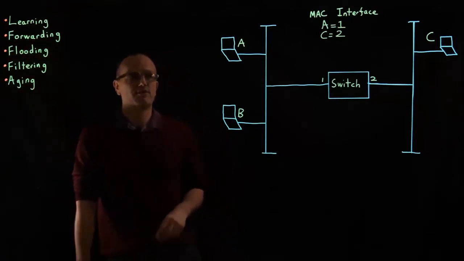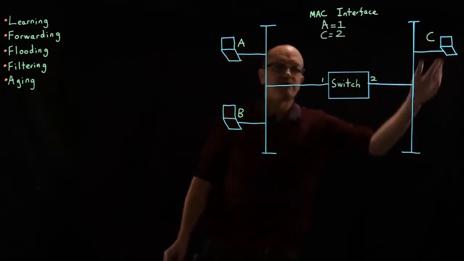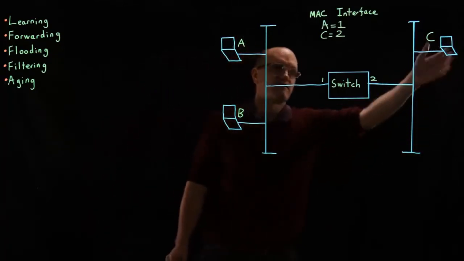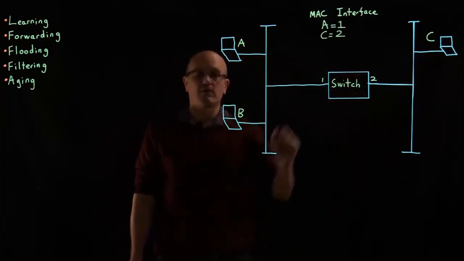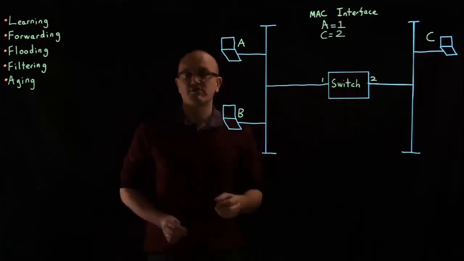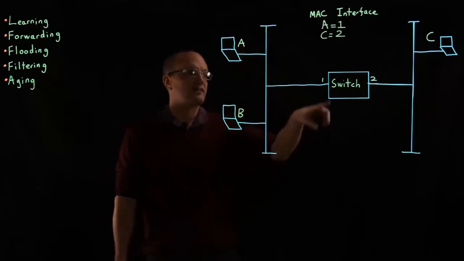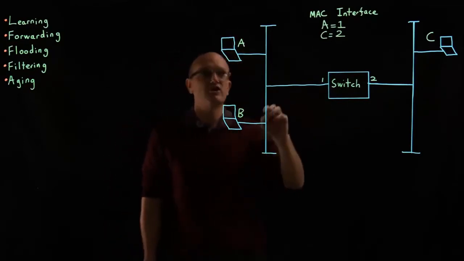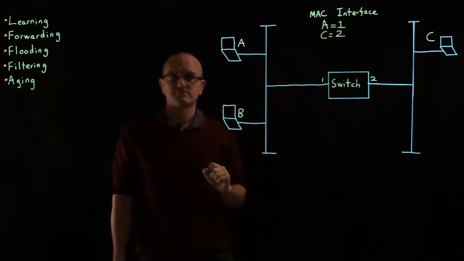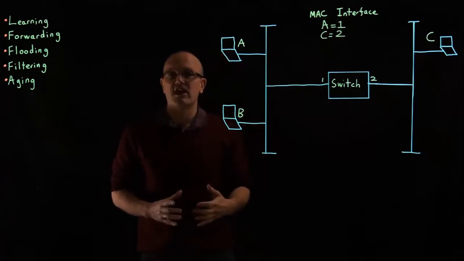So in our example here, say host A is sending a frame to host C. The source MAC address is A, the destination MAC address is C. The frame arrives on the switch on interface 1. The switch then builds a forwarding entry based on the source MAC address and the incoming interface. So we have an association between MAC address A and interface 1. And this is one of the main ways in which the forwarding table, the MAC address table, is built.